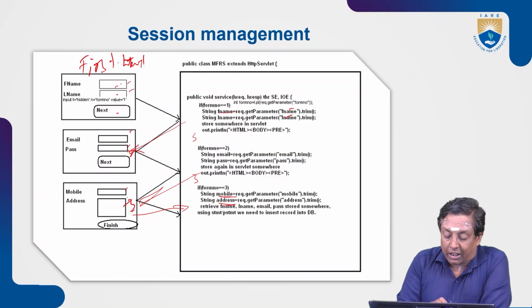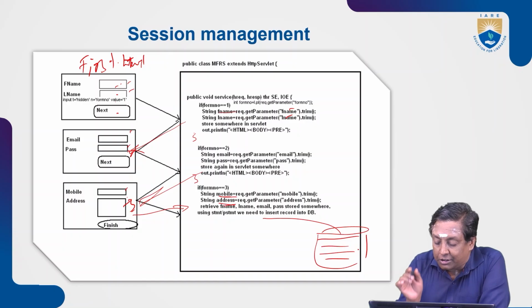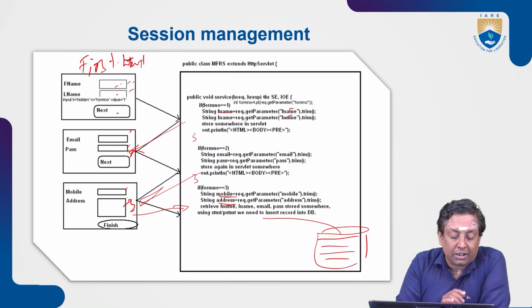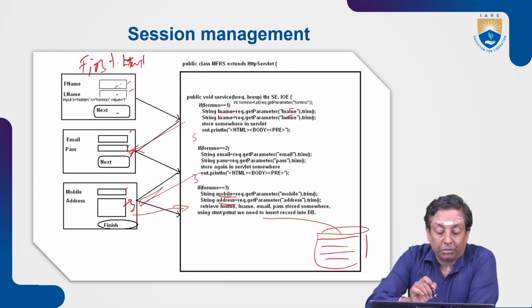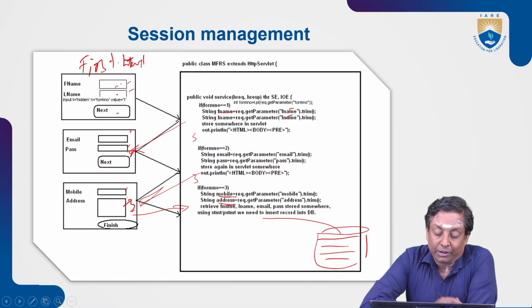Mobile number and address are retrieved, but in order to process this complete form request, to store these user registration details into the database, first name and last name are required, email and password are required, and then mobile and address are also required. But during the third form submission, only mobile and address are available; first name, last name, email, password are gone. Because they were retrieved in the previous conversation and stored in local variables, but these local variables are not present anywhere.